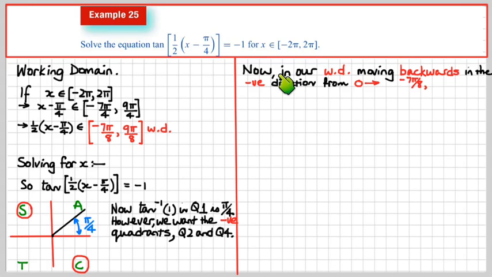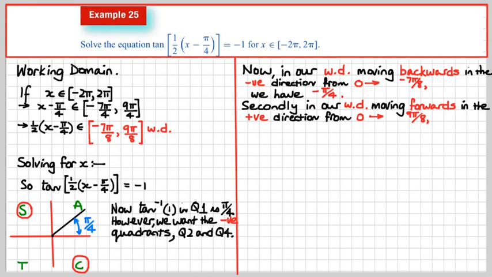So in our working domain, moving backwards, because we've got to go from a negative angle up to a positive angle, I move backwards from 0 down to that point there, and then I separately move forwards from 0 up to 9 pi on 8. Now we've got minus pi on 4. That's this one, right? I think that's all we've got.